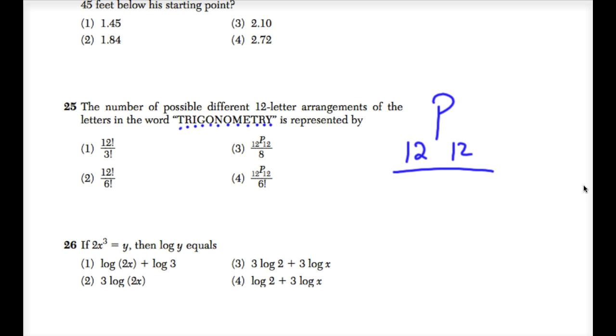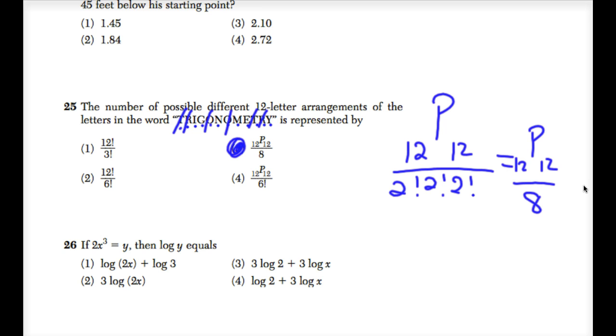Now we have to look for repetitions. There is a T and a T, so that becomes 2 factorial. There is an R and an R, that's also 2 factorial. And then I see the O's, there are 2 O's, so that becomes 2 factorial, which works out to be choice 3. This is the same thing as P, 12, choose 12 over 8. And that's an easy one. Choice 3 is my answer choice.